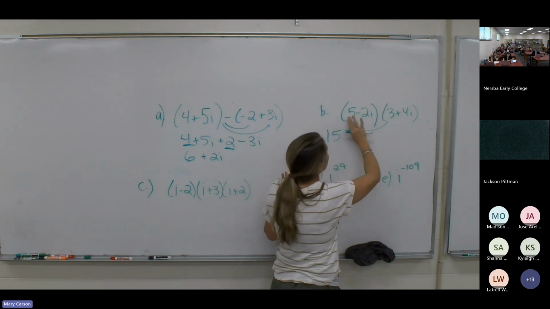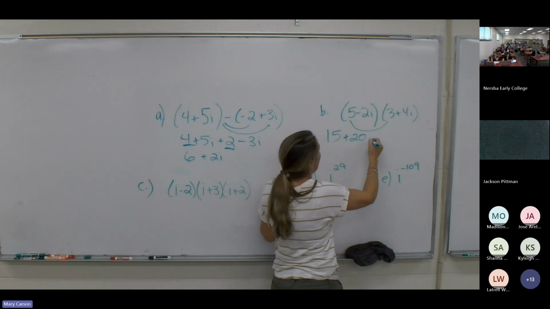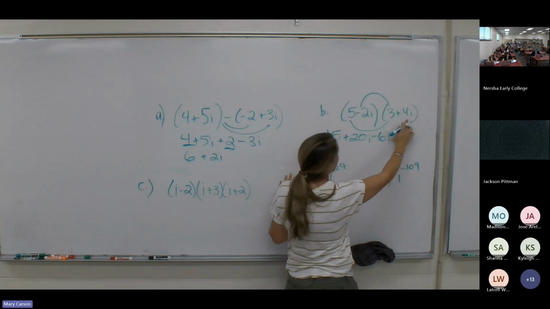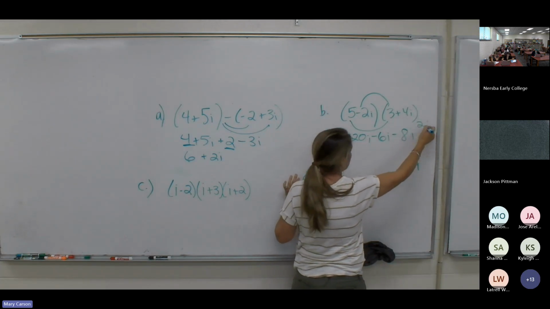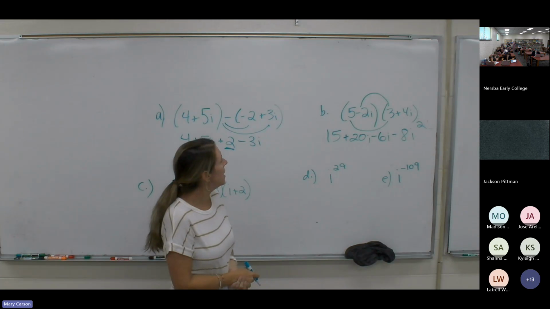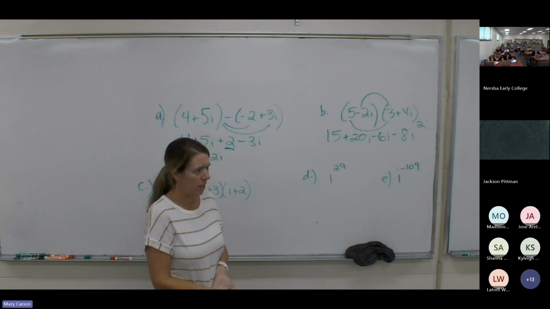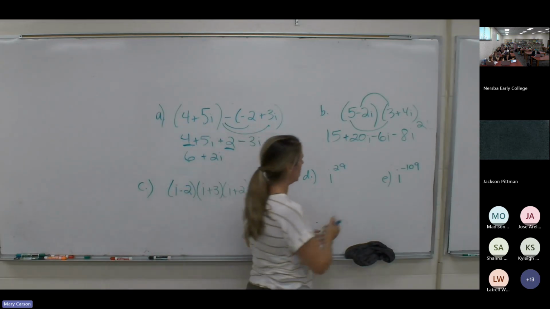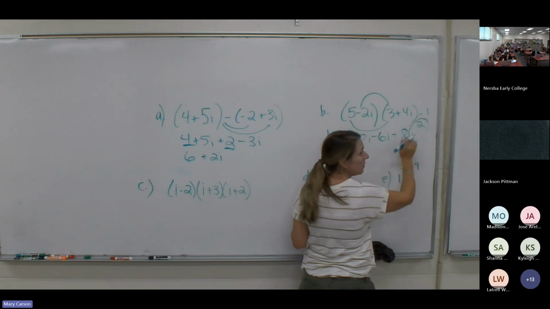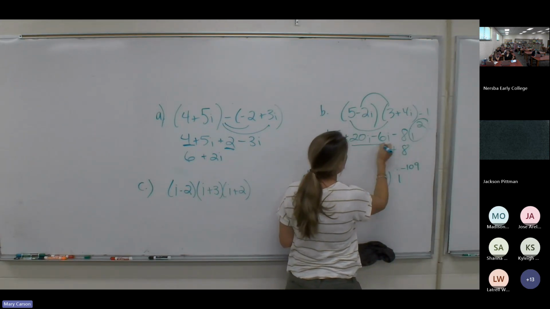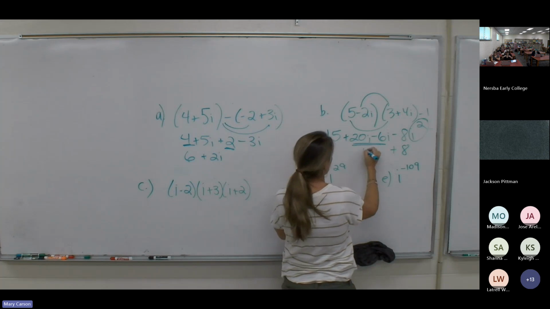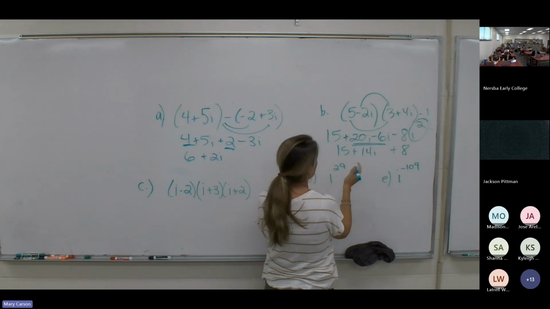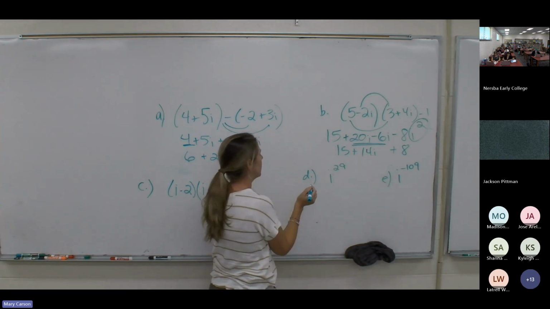okay, 5 times 3, and then 5 times 4i is 20i, and then negative 2 times 3 is negative 6i, and then negative 2i times a positive 4i is negative 8i squared. Okay, and then what is i squared the same thing as? i squared is the same as negative 1. Negative 1, good. So this is going to become a negative 1 times a negative 8, which is going to end up with a positive 8. And then these two are going to give you, what is that, 14i? And then, what is that going to be? 15 plus 8 is 23.